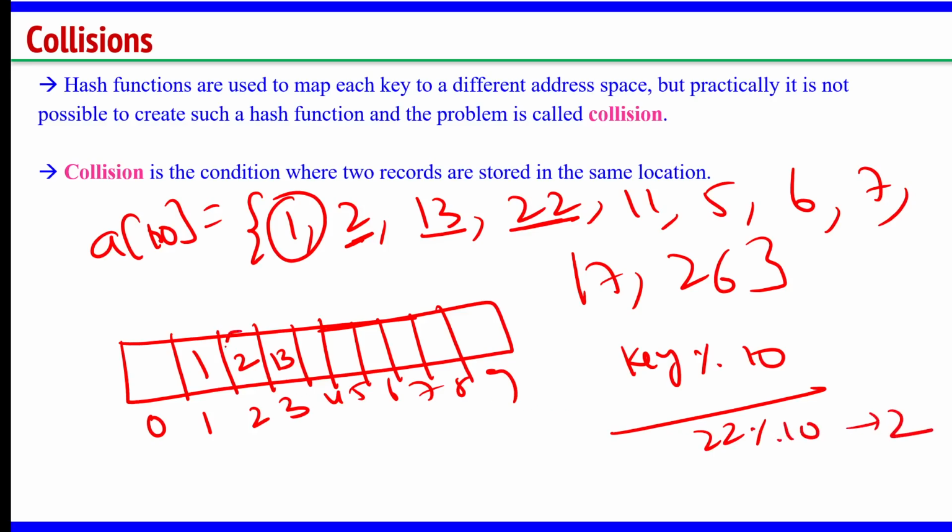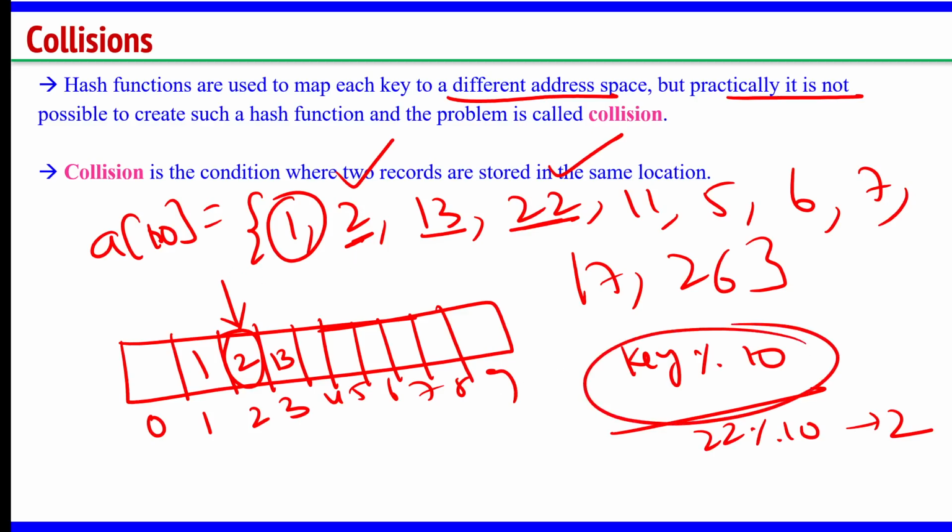But if I see here, there is already an element. So, a collision is happening. That box is already occupied, but you are trying to place another element there, which is not possible. Hash functions are used to map each key to a different address space, but practically it is not possible. We have seen just now, when you have 2 and 22, using this hash function, we are unable to store them in different places, and this problem is called collision.